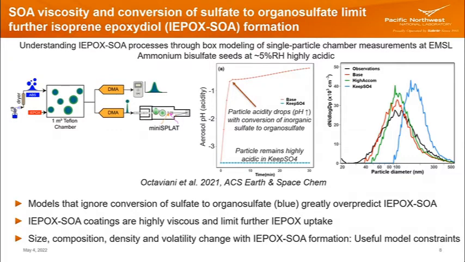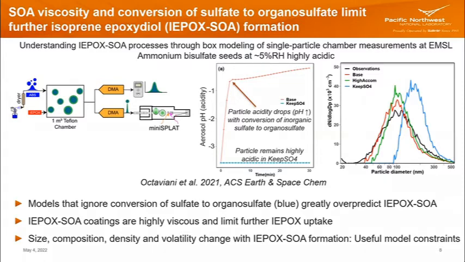So the pH is negative 3.5 or so. But then once you inject the IPOX gas and it starts forming IPOX SOA, one component of that IPOX SOA is organosulfates. So once you make organosulfates, you are removing the inorganic sulfate from the particles and converting them to organosulfates. And what it does is it decreases the acidity a lot.